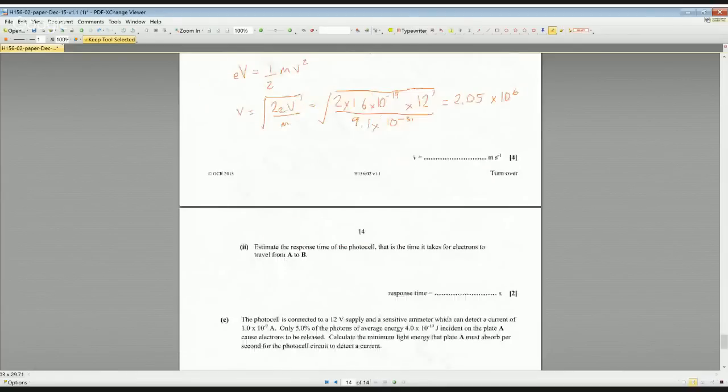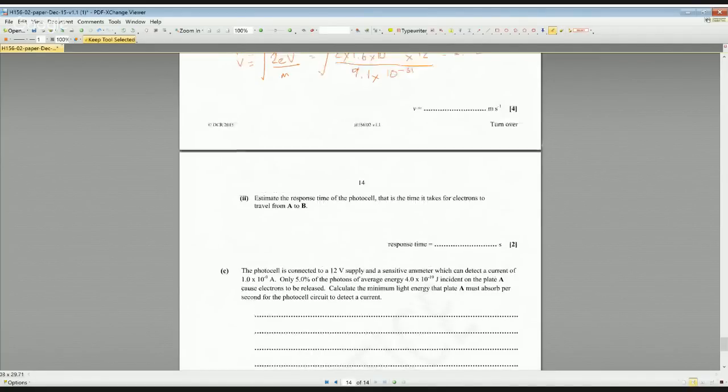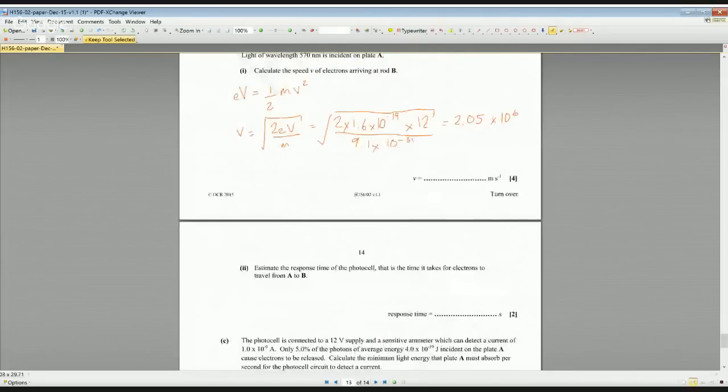And we're very nearly there. Estimate the response time of the photocell. That is the time it takes for electrons to travel from A to B. There's 2 marks available here. And I suppose one of the marks is for being slightly smart about what's going on. It is a simple speed, distance, time calculation, or certainly you could consider it that. Alternatively, you could do a SUVAT on this.